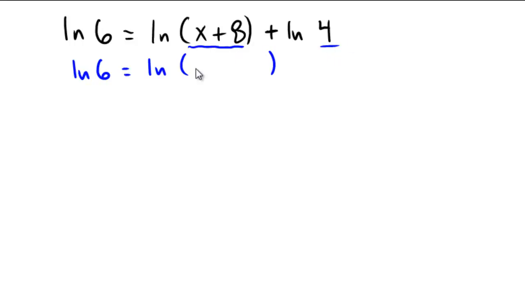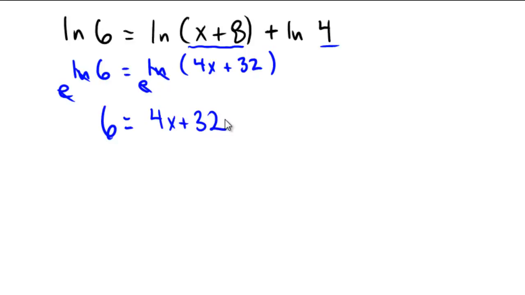because we're adding together those logarithms. 4 times x plus 8 would be 4x plus 32. So that's our new argument. Now canceling out the logarithm base e, the ln, would be using an e. So goodbye, goodbye. 6 equals 4x plus 32. So now start to do some arithmetic here, some algebra.